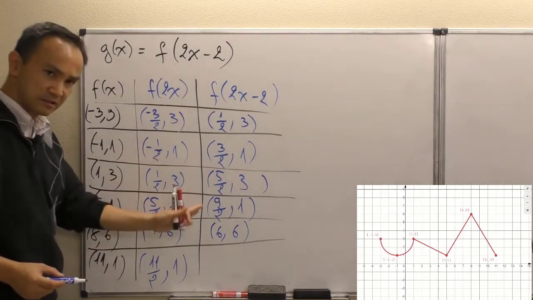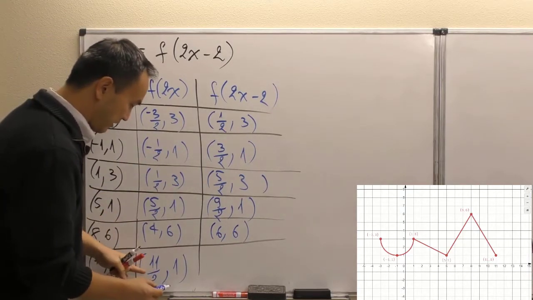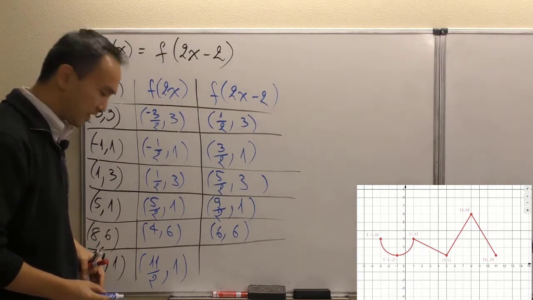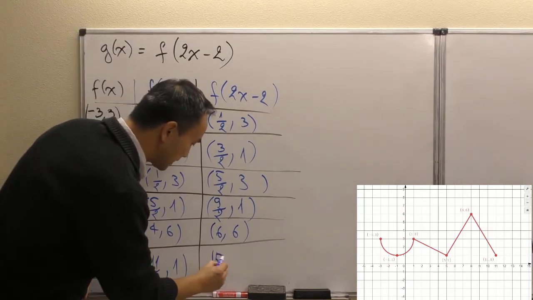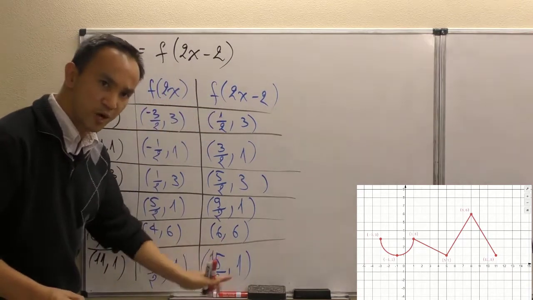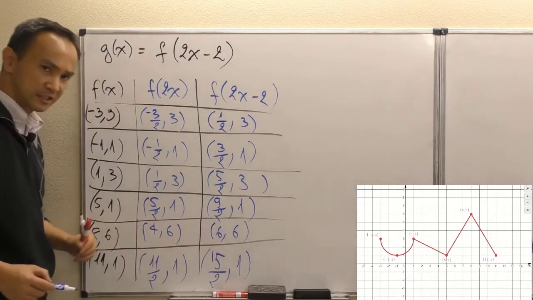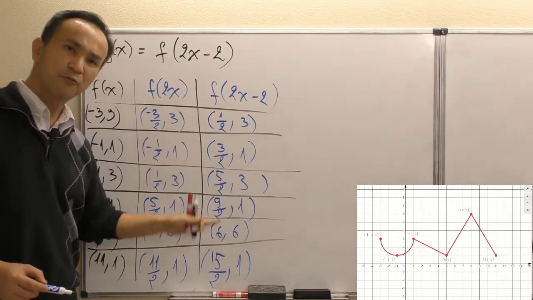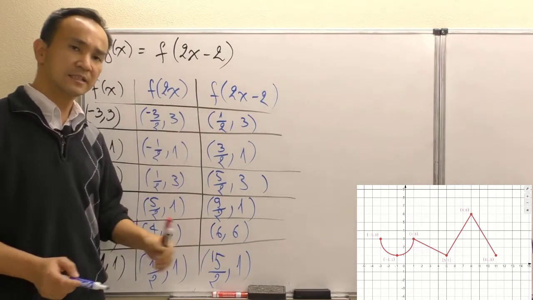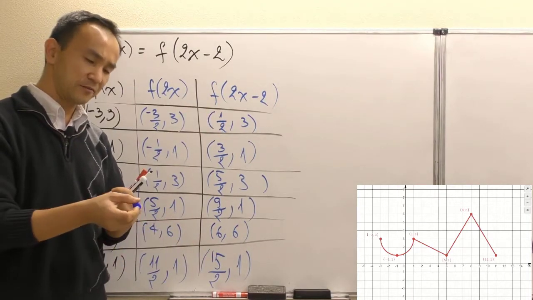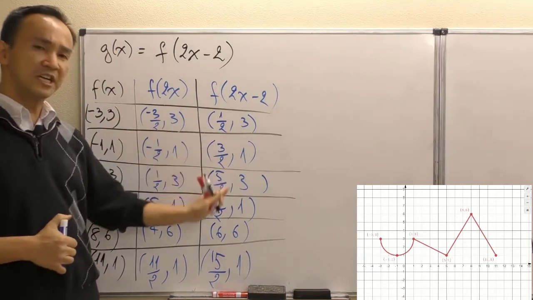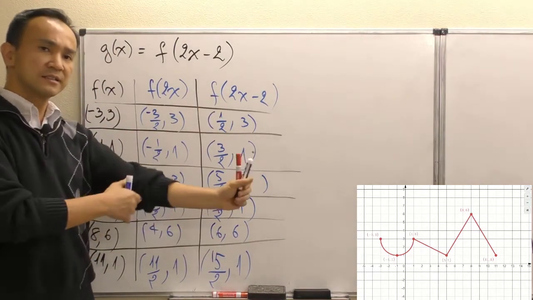So these are the guiding points right here. And then now 11/2. I'm going to add 2. That gives me 15/2, comma 1. This is the transformed point as the next step. So we believe we're done. We believe we have arrived at the correct final positions for those guiding points, and then from here we are going to complete the graph.